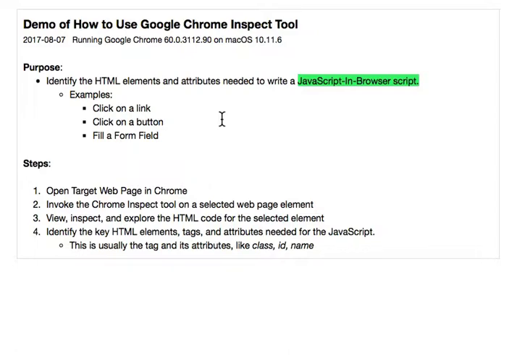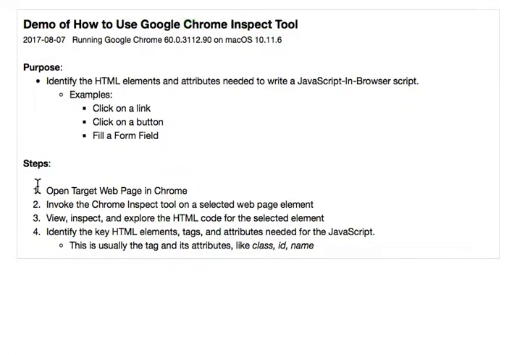But in all cases, we need to be able to write a JavaScript that will operate on the particular web page element of interest. That might be clicking on a link, it might be clicking on a button, or filling in one or more form fields and then submitting the form. It could even process multiple pages. But the main purpose here is to show you how to use the Chrome inspection tool, okay? This will not get into the JavaScript. We'll cover that in a later video.